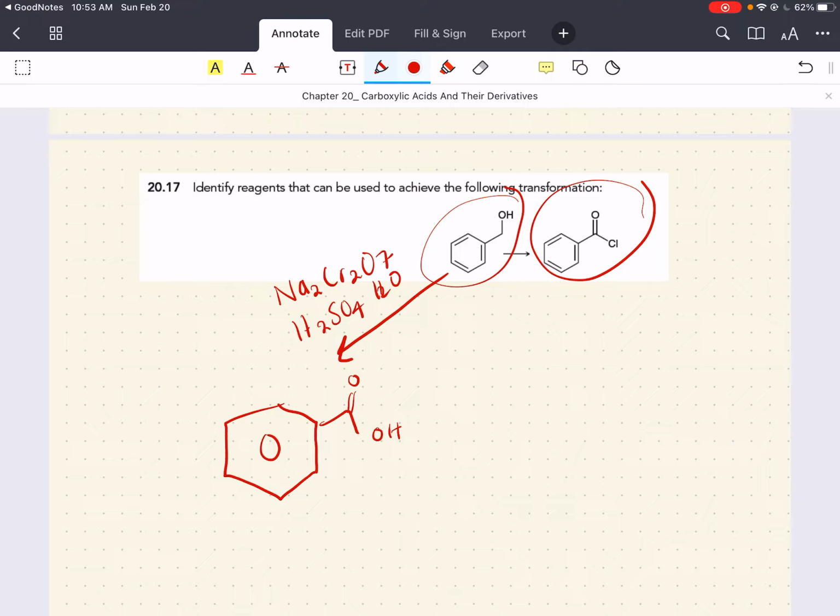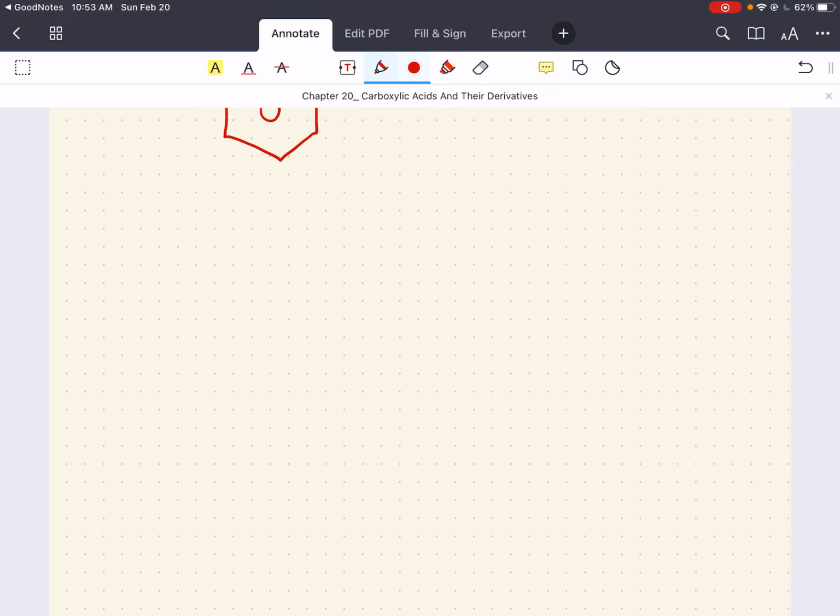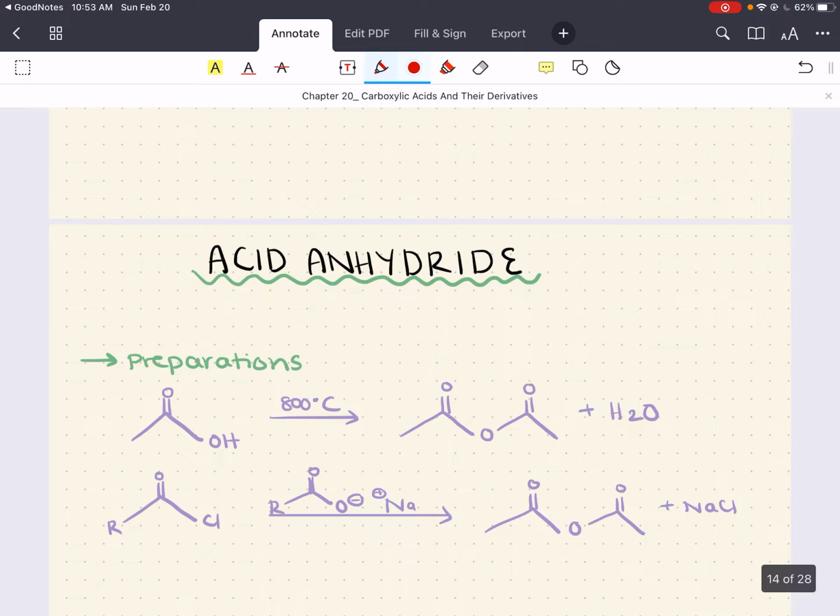Now we can take our carboxylic acid. We know how to convert our carboxylic acid into a carboxylic acid derivative, specifically an acid chloride. We covered this. We need SOCl2, thionyl chloride. This will do this reaction for us, and we can convert our carboxylic acid into acid chloride. Fantastic. Now what we want to move on to is acid anhydrides.